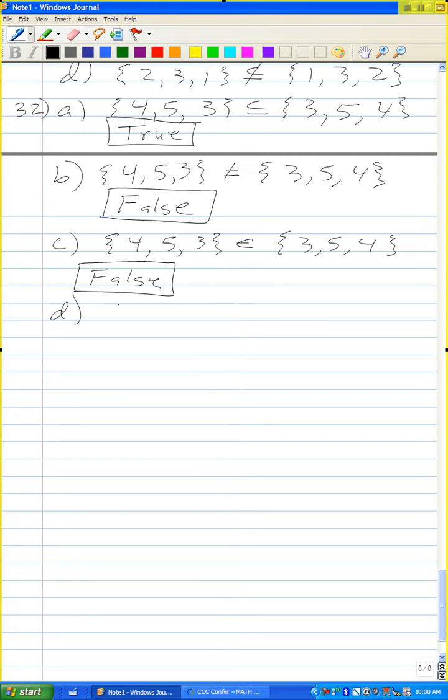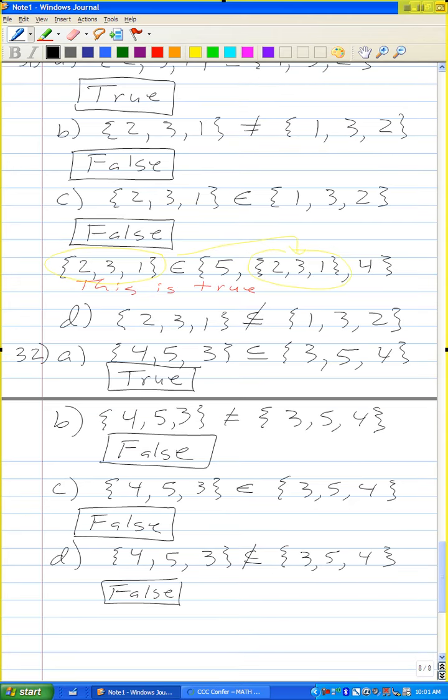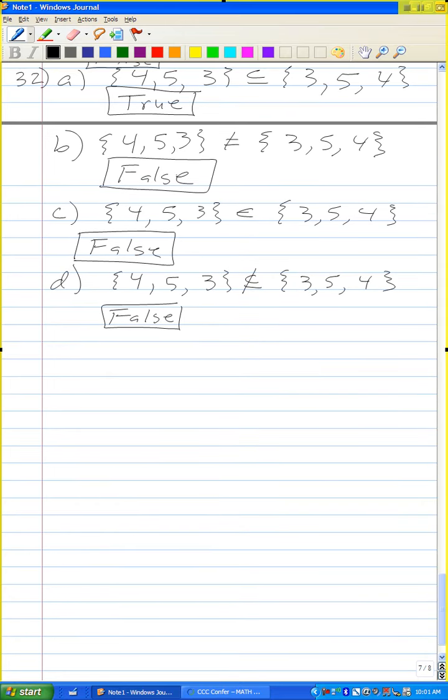D. Is the set {4, 5, 3} not a subset of the set {3, 5, 4}? Well, it is a subset, so therefore this is false. Oh, you know what? That's false. I forgot to write the answer to D.